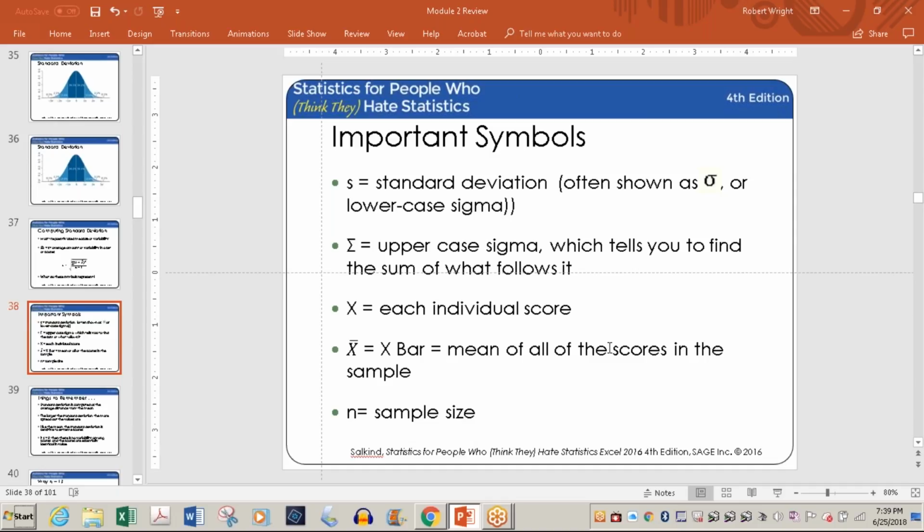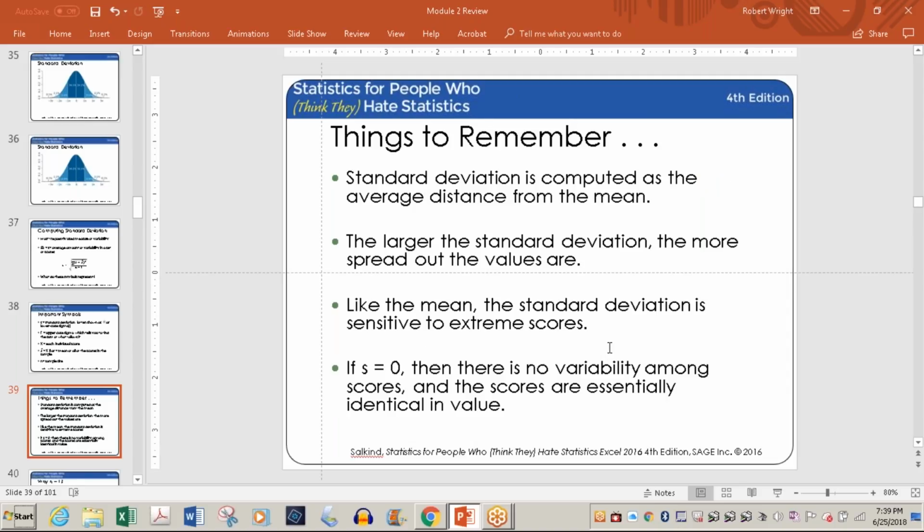S is the standard deviation. Again, the uppercase sigma is the summation, X is the individual scores, bar X is the mean of the scores, and N is the sample size. Now, things to remember. Your standard deviation is an average distance from the mean. That's all it is. The larger the deviation, the more spread out the values are. It's also very susceptible to extreme scores. And if it's 0, there is no deviation. There's no variability. Everybody got a 98 on the test, or whatever the score is.